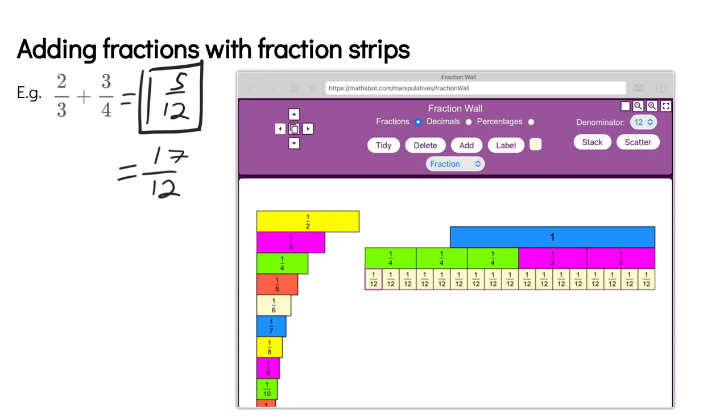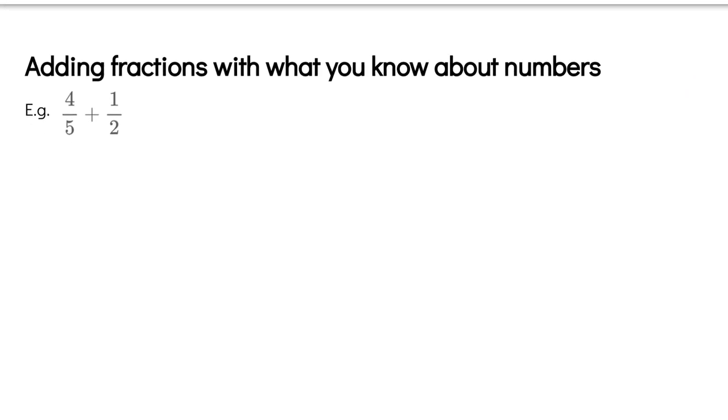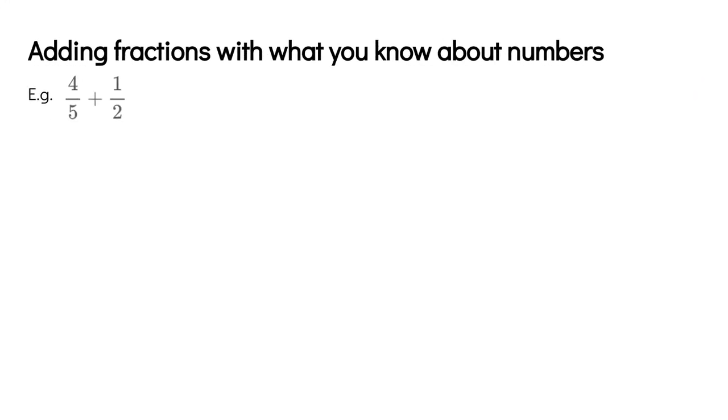All right, let's go to the next one, where it says adding fractions with what you know about numbers. Our example is 4/5 plus 1/2. I'm thinking, what number do I know that can easily be divided into fifths and easily be divided in half? The number that comes to mind is 10. I can think that 1/5 of 10 is 2, right? 10 divided by 5 is 2.